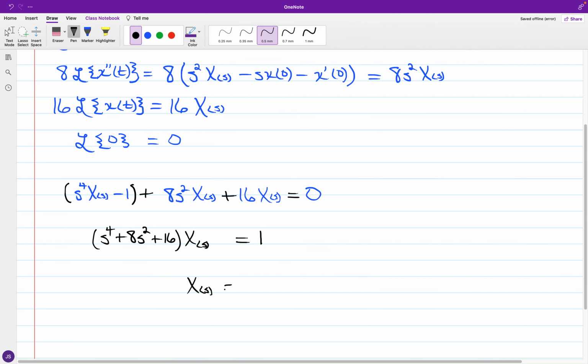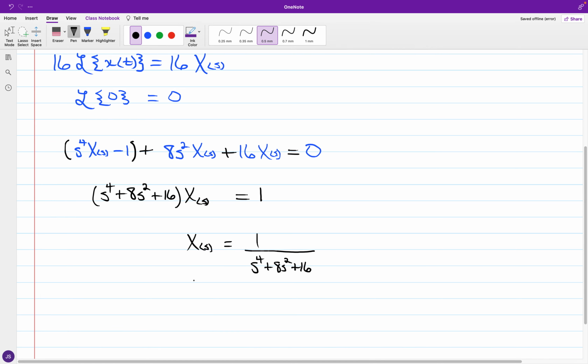And so for the Laplace transform X(s), we have 1 over this squared trinomial, s to the fourth plus 8s squared plus 16, and guess what? X(s) is going to be equal to 1 over s squared plus 4, quantity squared.